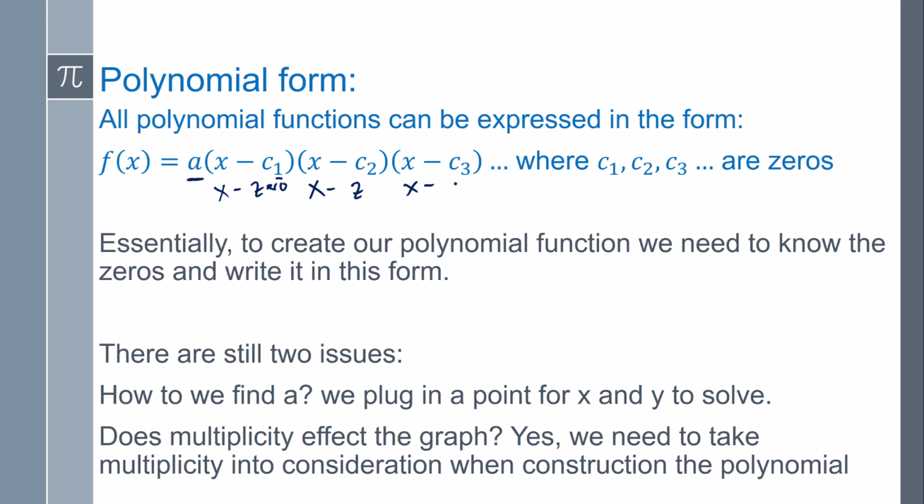Now, a few things to consider. How do we find this a? What we do is we plug in a point for x and y to solve. So usually there's a point on the graph that we can choose to plug it back in. And then does multiplicity affect the graph? Yes. Remember, if at the 0 it crosses, we express an odd multiplicity, we just say it's to the first power. And if it bounces, we say it's to the second power, which is going to be even.